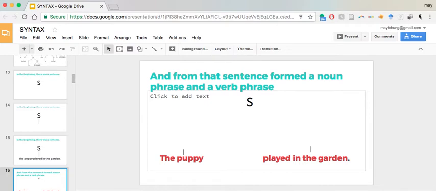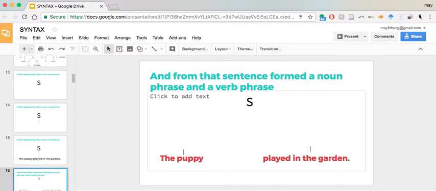And then from that sentence formed a noun phrase and a verb phrase. Okay, so once you have a sentence and you know what the constituents are, try to figure out how you would split it up into two. Okay, so the puppy played in the garden.